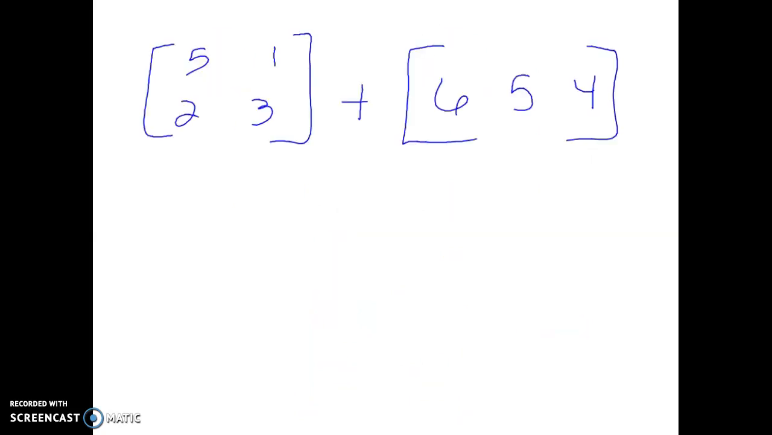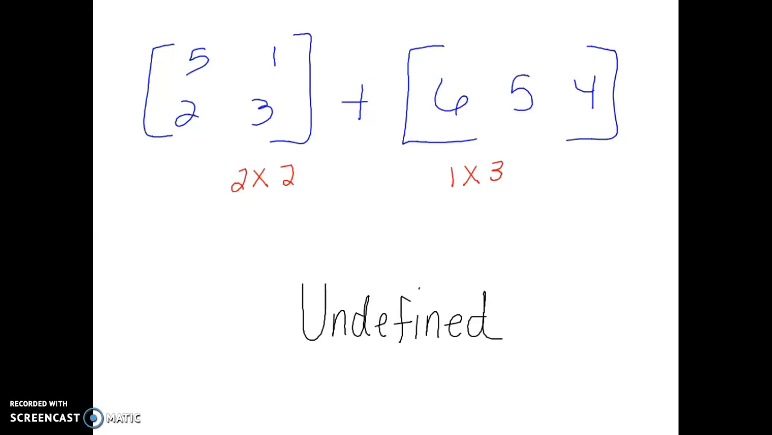If I look at this example, the first matrix is a 2 by 2, and the second matrix is a 1 by 3, and that's because there's only one row but 3 columns. Since the dimensions are different, this would be undefined. It's not possible to find its sum.